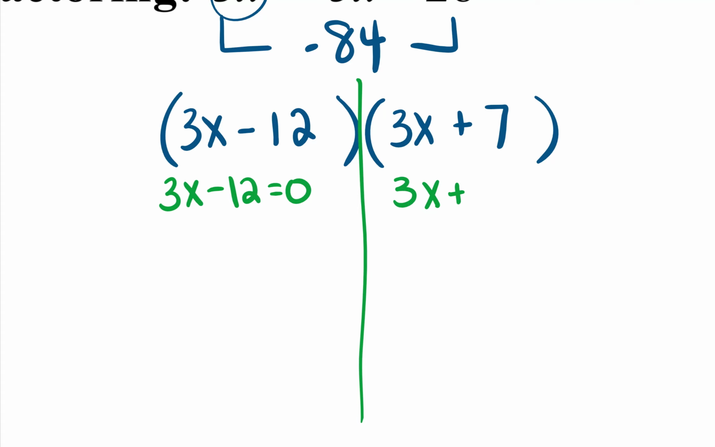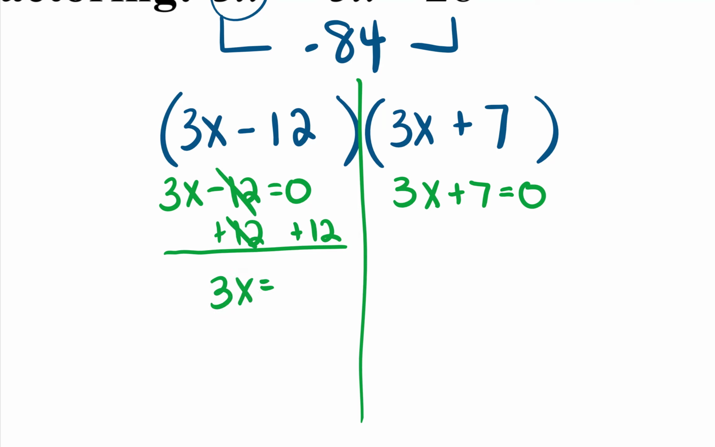You can reduce these, but that really only matters when you are factoring and trying to find factors. If you're trying to solve, it'll reduce itself already, so you don't need to. You can, but you don't have to. So I move the 12, divide by 3, x equals 4.